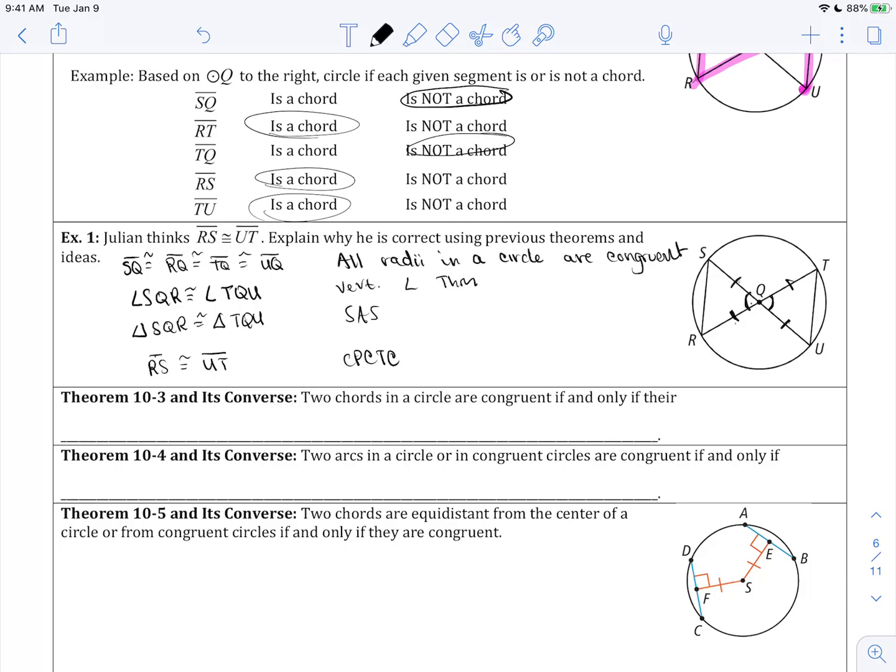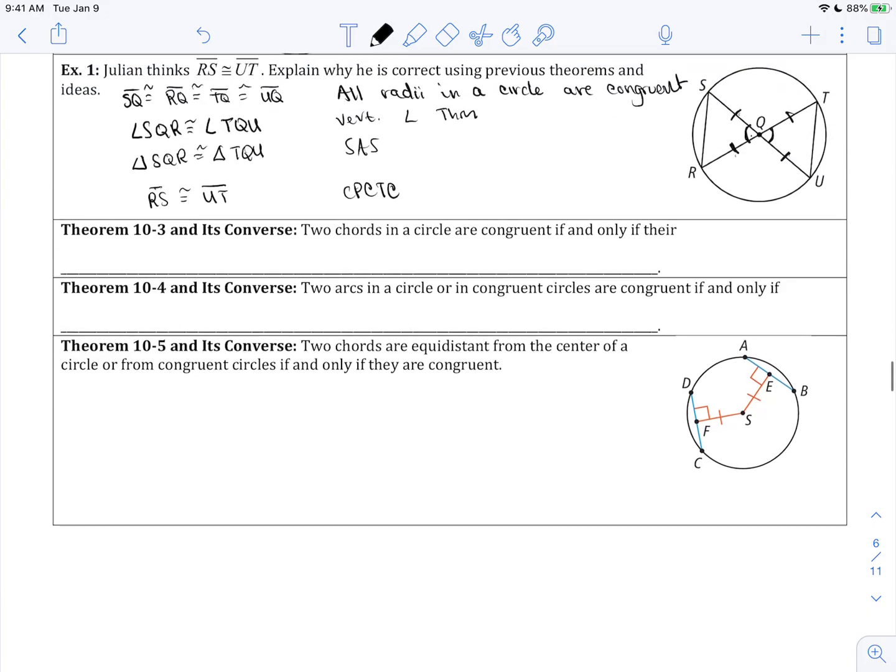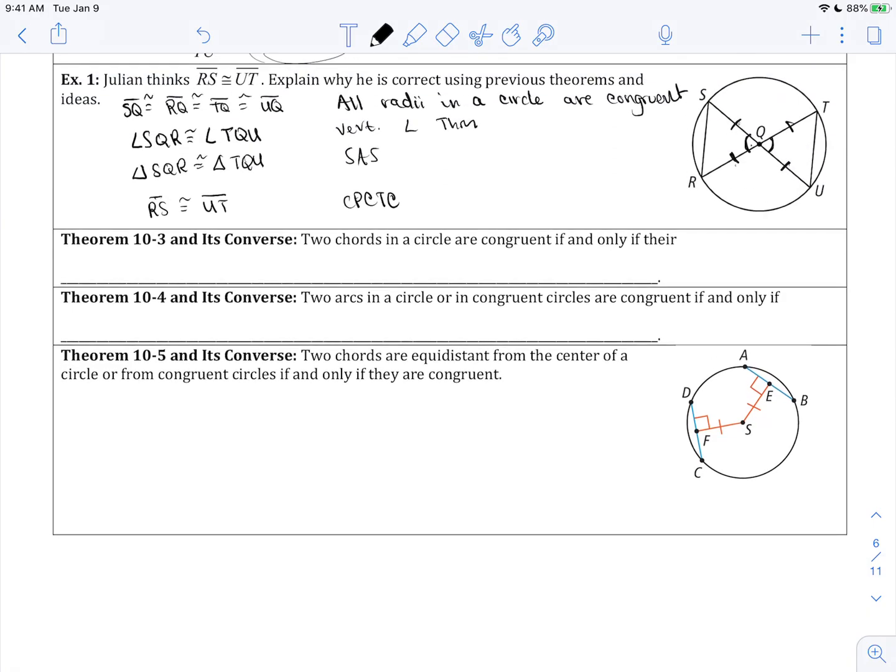All right, theorem 10.3 and its converse. Two chords in a circle are congruent if and only if their central angles are congruent. Okay, the converse of this statement would be true as well. Two central angles are congruent if and only if their two chords are congruent. Okay, so both the regular and the converse, both of those are true here.